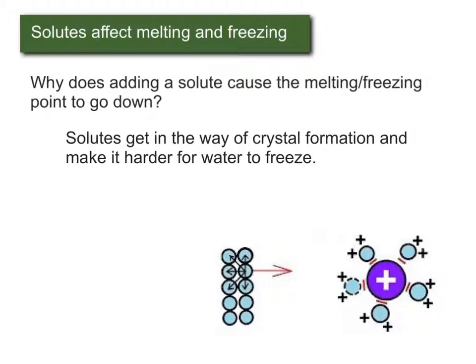So when we add a solute, it causes the water molecules to not be as organized, and we need them to get organized in this lattice like this if we're going to have them in the solid form. So when we add a solute, it causes the melting point to go down because we need to make it even colder to get them organized in that way.